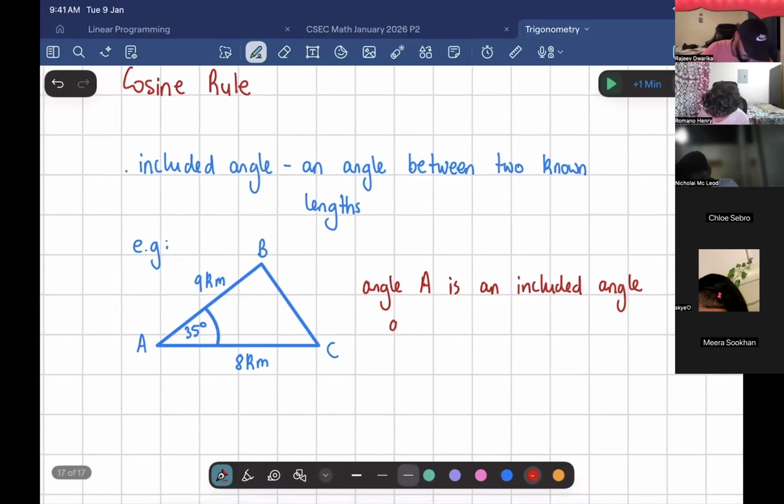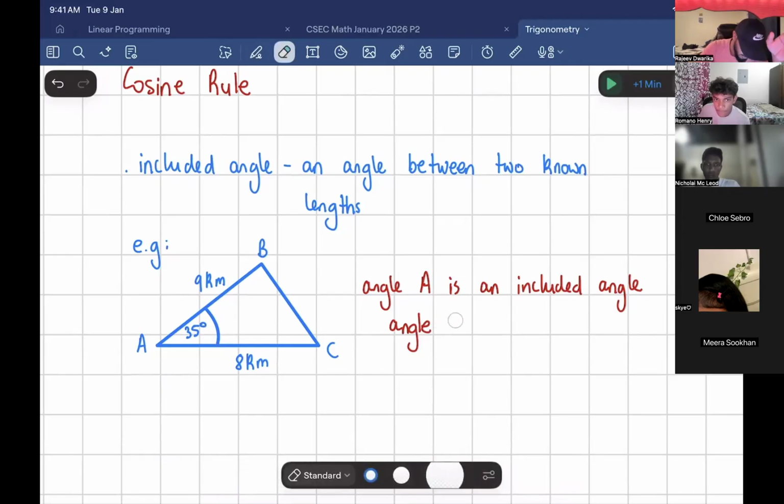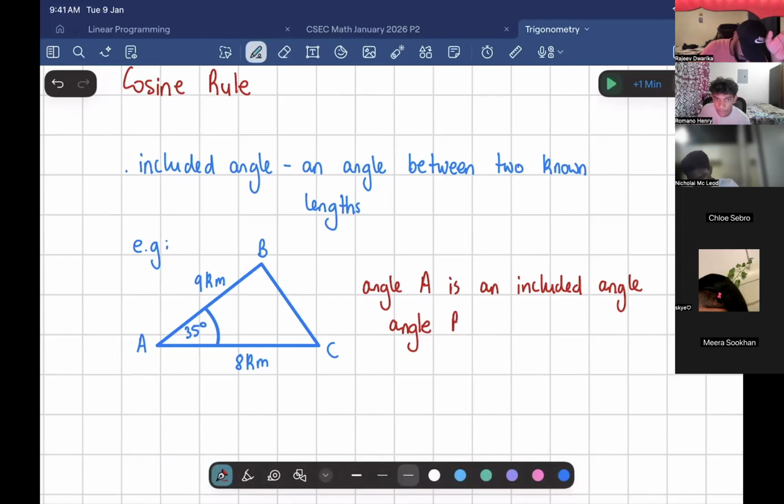Another way you could write that is angle what? Somebody tell me what it would look like using a three-letter notation. If you use a three-letter notation, how could I denote angle A? So BAC. Right, BAC. And if I wanted, I could have also said what? CAB. Yes, I could have also said CAB.